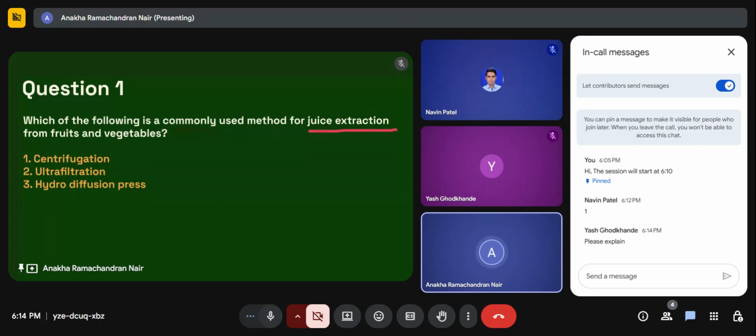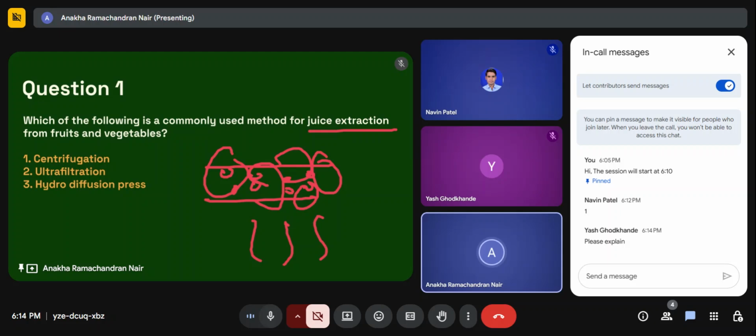Sure. So, what they're asking is if you want to extract juice, what all methods can you use? So, centrifugation, as you know, will remove the solid material from the liquid material, right? So, in that way, the juice will be extracted. In ultrafiltration, there will be a filter which will have minute pores, right? And it will only allow particles below a certain size to pass through, and any other solid material will be stuck there and will not be allowed to pass through. So you can get juice like that, right?